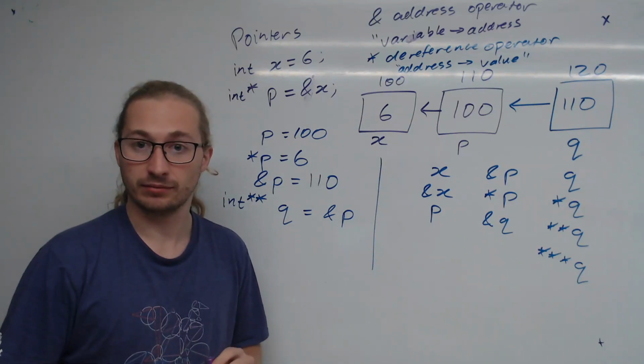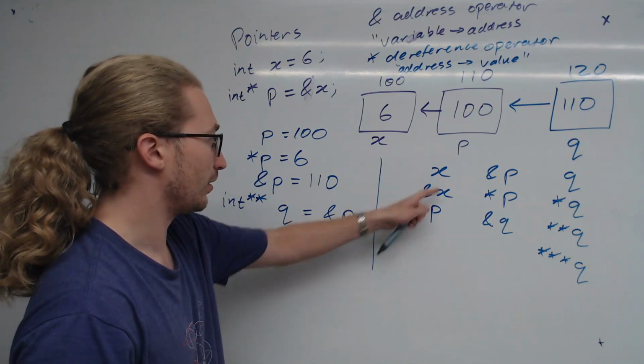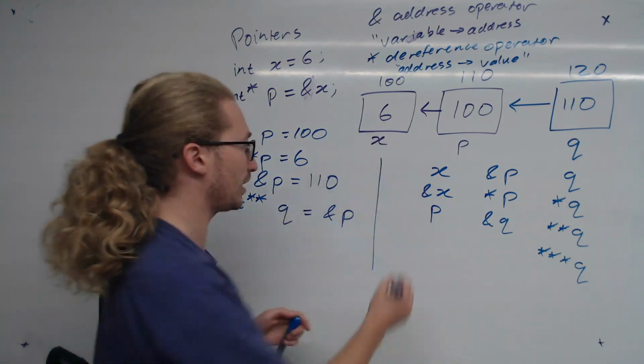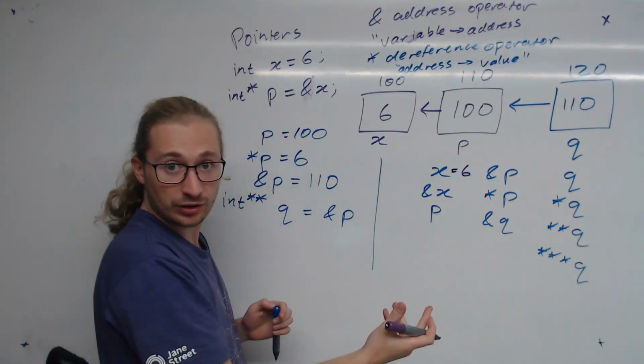I'll assume you've done that. So let's go through the values of these things together. The value of x is just whatever number lives inside the variable x, which of course is 6. Ampersand x is the location of where x lives.